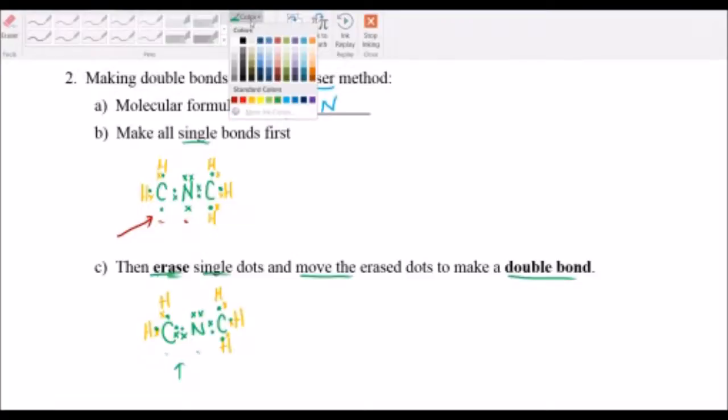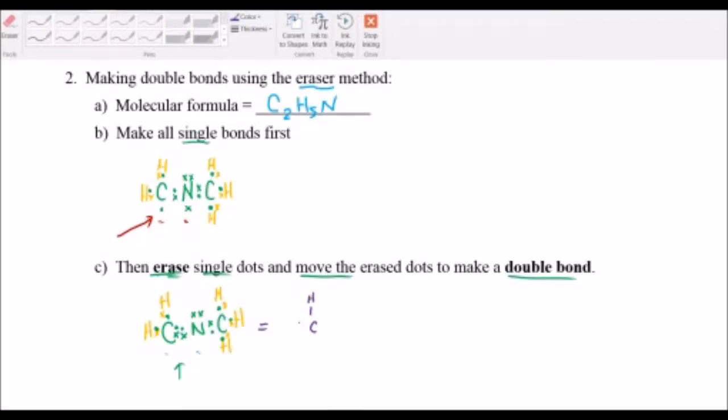I'm rewriting this structure as a line structure. C, with a bond to the H on top, bond to the H on the left. That's this part right here. A double bond to the N that's in the middle, which has a single bond to the other carbon, which has 3 bonds, like so. That's the line structure that corresponds to this dot structure that has a double bond.